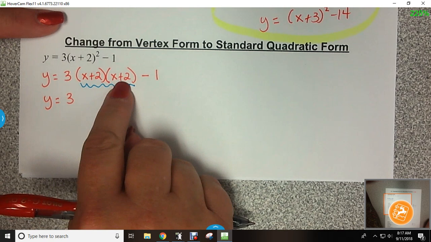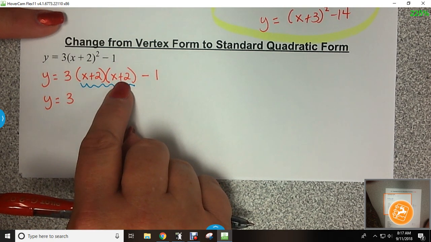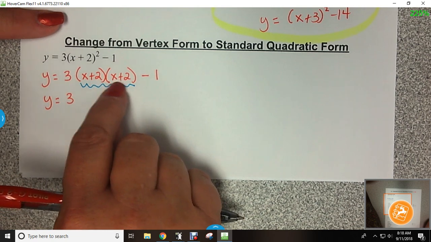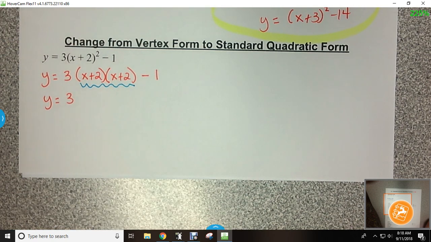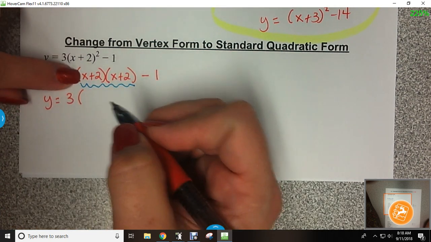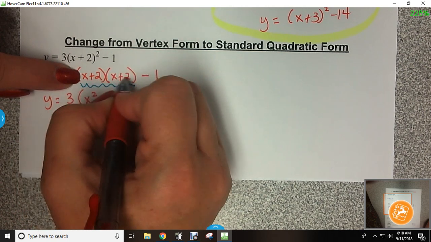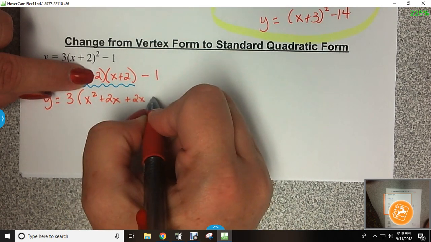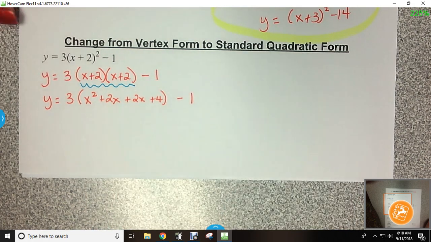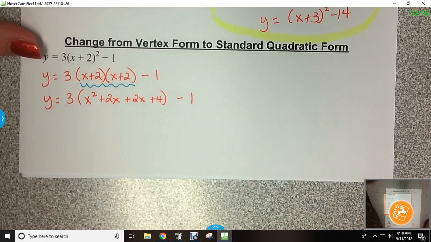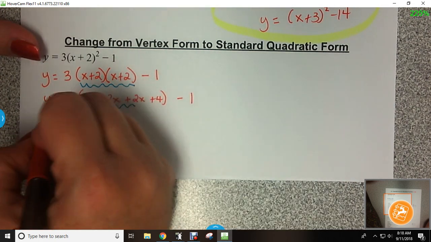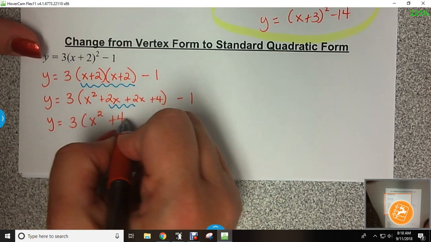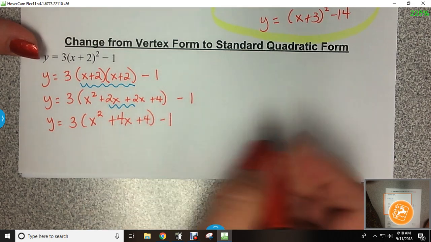Since this is a binomial times a binomial, we can do FOIL, or you can just double distribute. That means take this x times both of those, and then take this 2 times both of those. Whether you call it double distribute or FOIL, it's the same thing. So when I multiply x times x, I get x squared. X times 2 gives me 2x. Now distribute this 2, it's going to give me 2x plus 4. I've got some like terms in here that I want to put together. So let's go ahead and do that. So I've got 3 times (x squared plus 4x plus 4) minus 1.